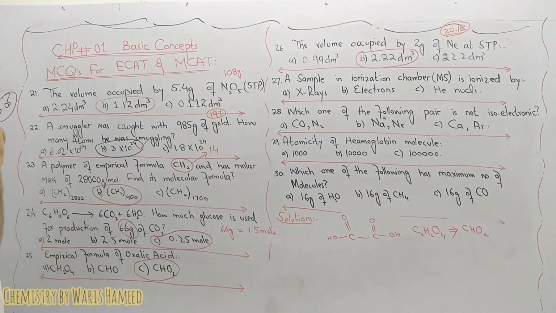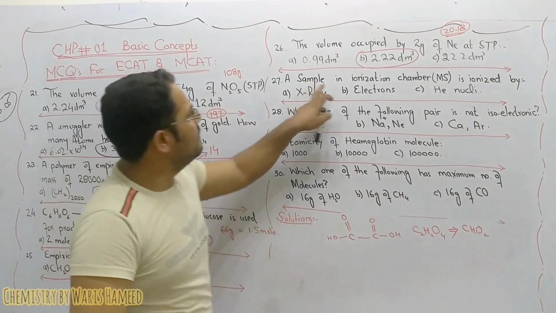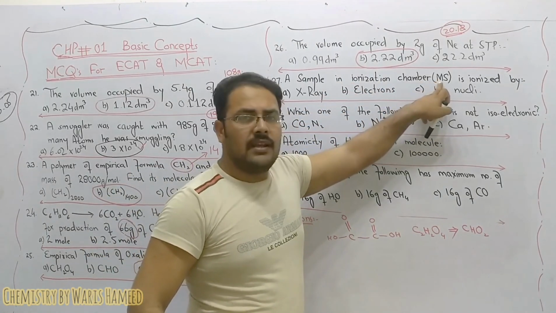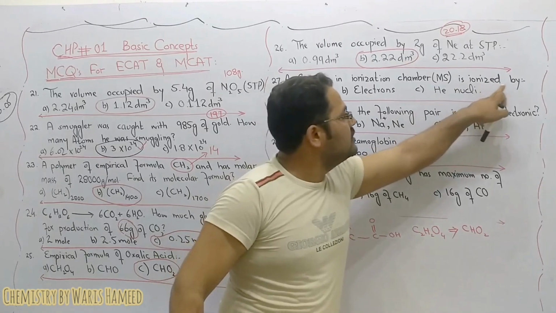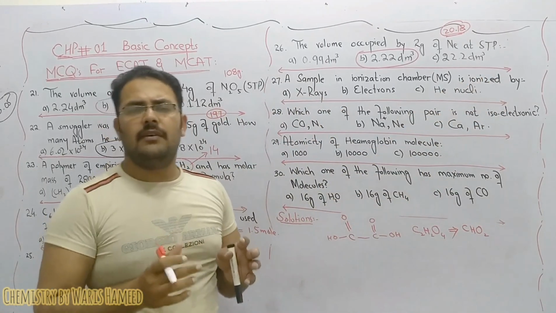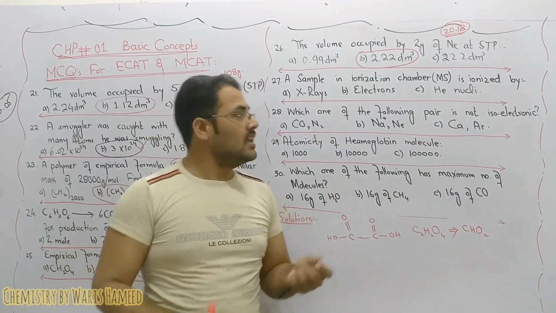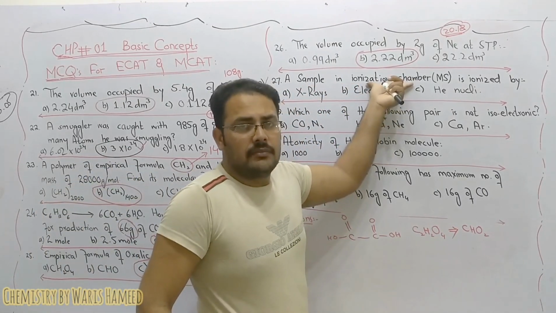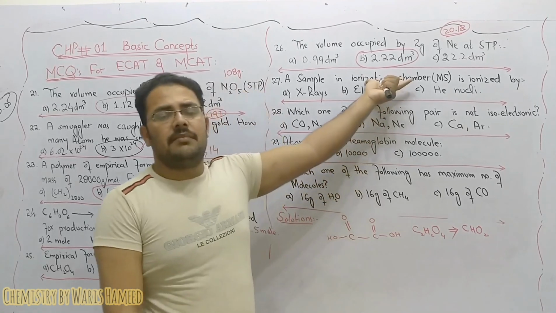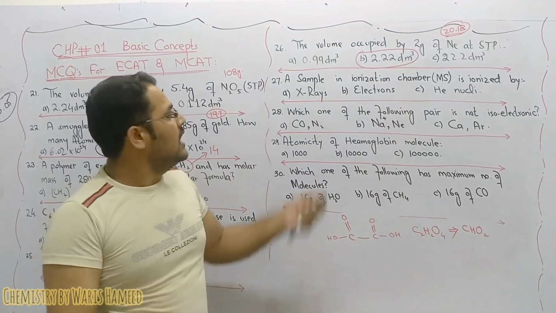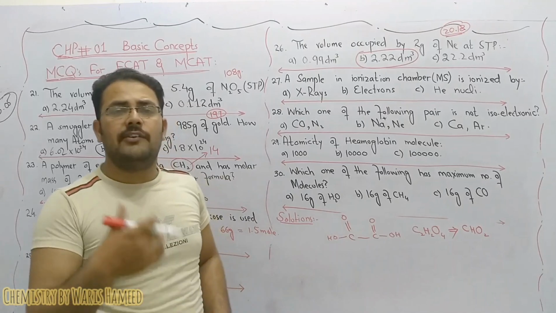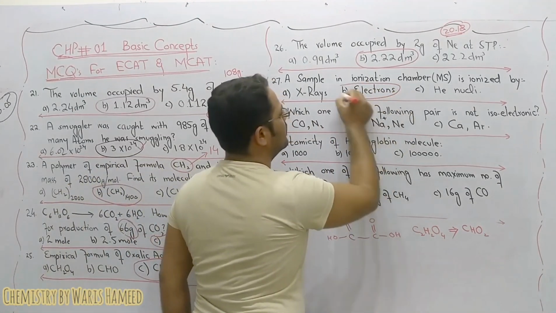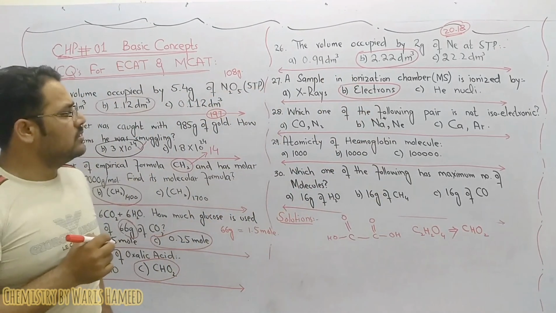27 MCQs. A sample in ionization chamber in bracket MS is ionized by. It means we have mass spectrometry and there is a chamber, that's ionization chamber, and in ionization chamber we ionize a sample, and what we use for the ionization, that's actually electrons. That are electrons.